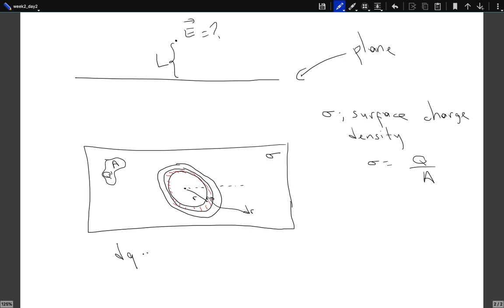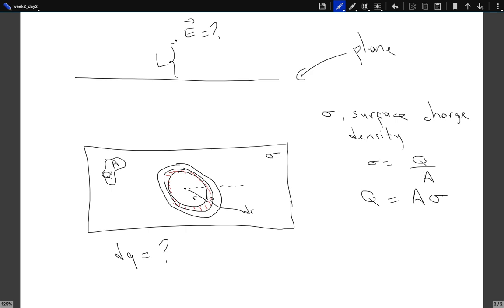So what is the charge of the ring? Well, you see, since it's a uniform surface charge density, if you imagine any area, the charge within that area will be just the area times the surface charge density. So what I need to write down is, what is the area of this ring?